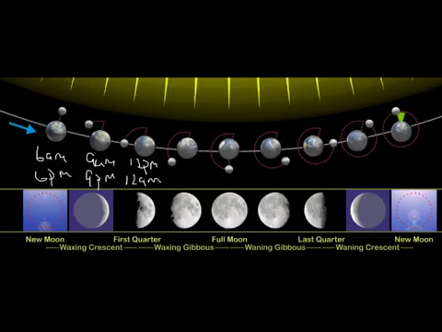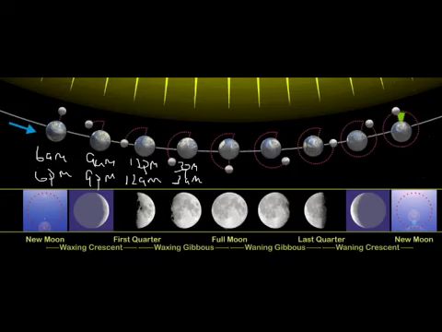We move to the next phase. The moon is now a week and a half into its orbit. We see most of the moon facing the earth. This is called a waxing gibbous. And on a waxing gibbous, the moon will rise at about 3 p.m. and it will set about 3 a.m.